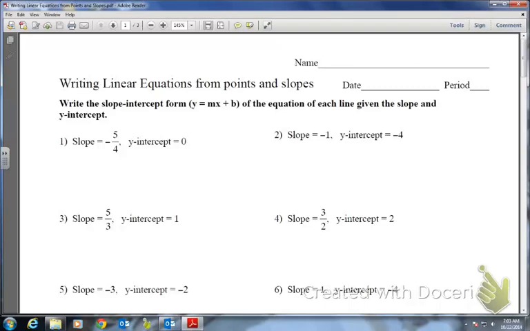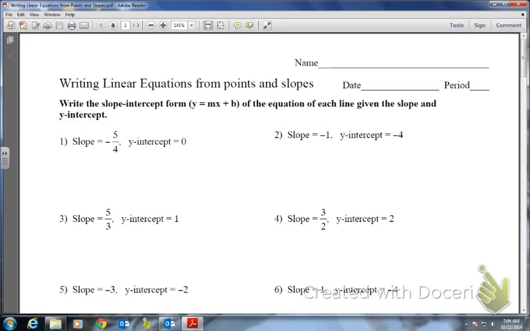Alright, so your classwork for today is writing linear equations from points and slopes. There are 4 different types of problems in this worksheet, and I'm going to teach you guys how to do 3 of them, or remind you how to do 3 of them, and then the last one I think you guys can figure out on your own because we've done something like it before. So let's look really quickly at number 4.